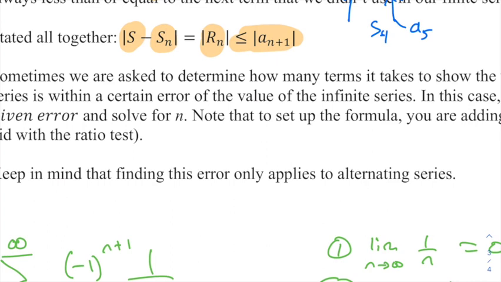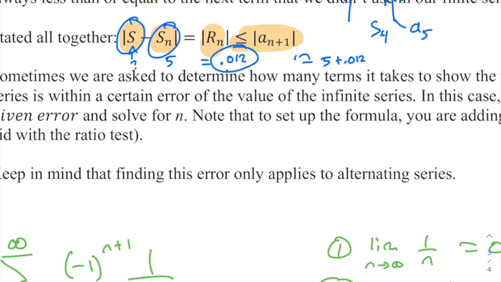Now that's interesting, because we won't know S. We don't know the actual sum. But we can find out that the next term maybe is like 0.012. And so that means that whatever our partial sum adds up to, let's say it adds up to 5, then the total sum is going to be within 0.012 of that 5.